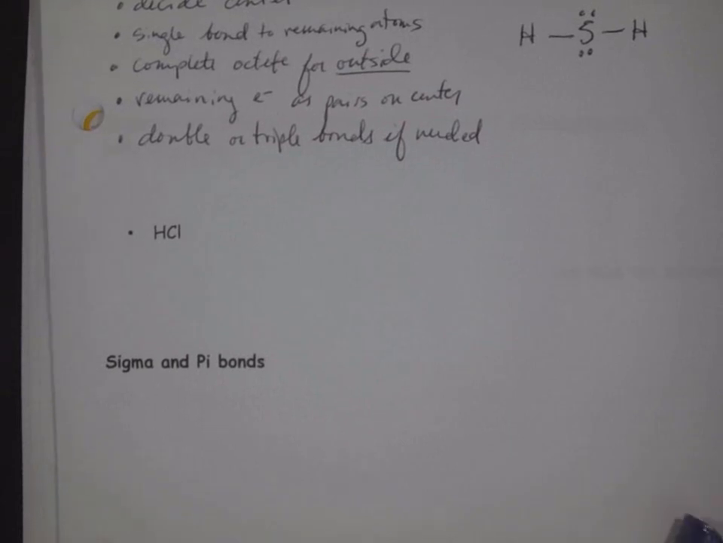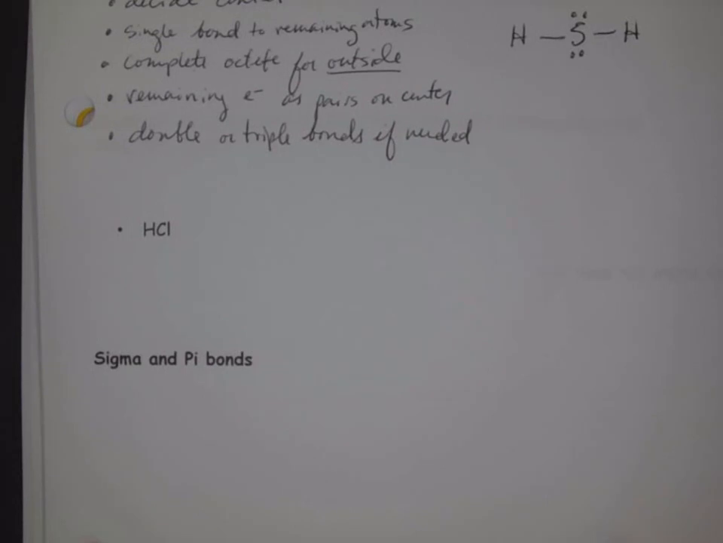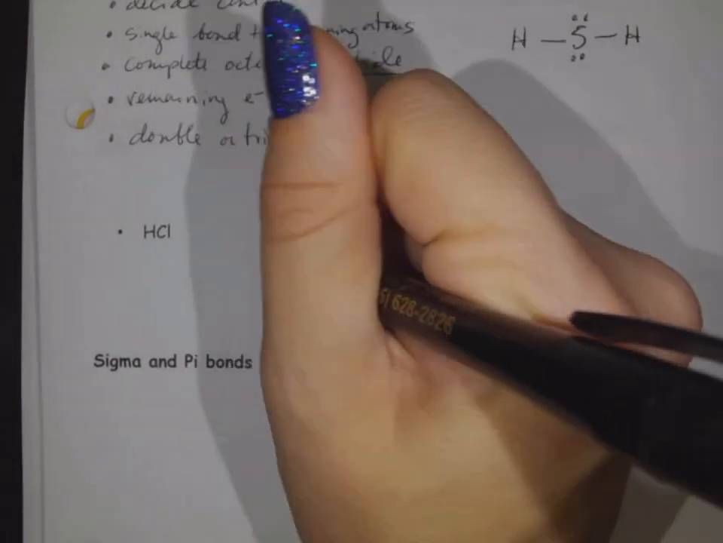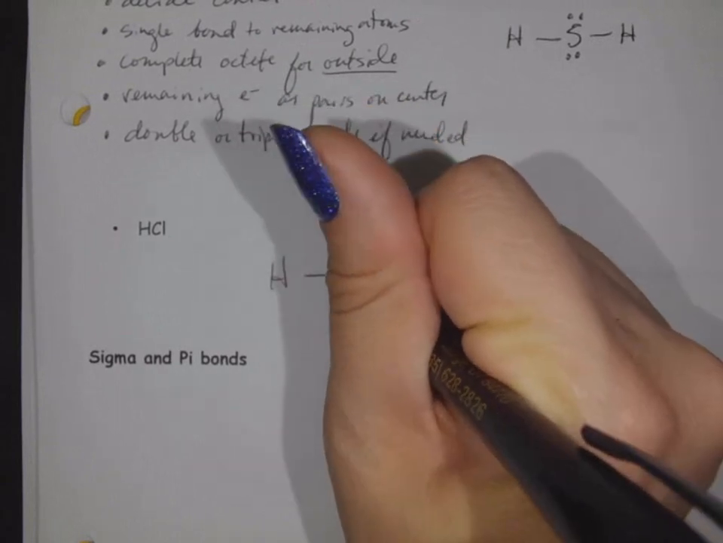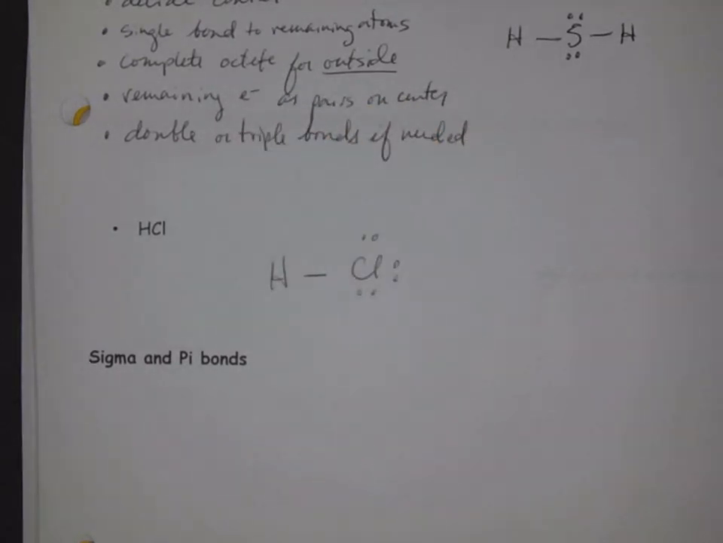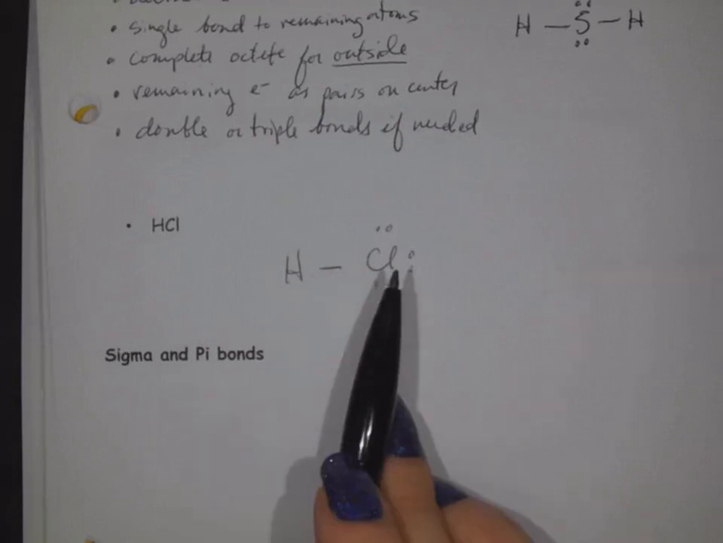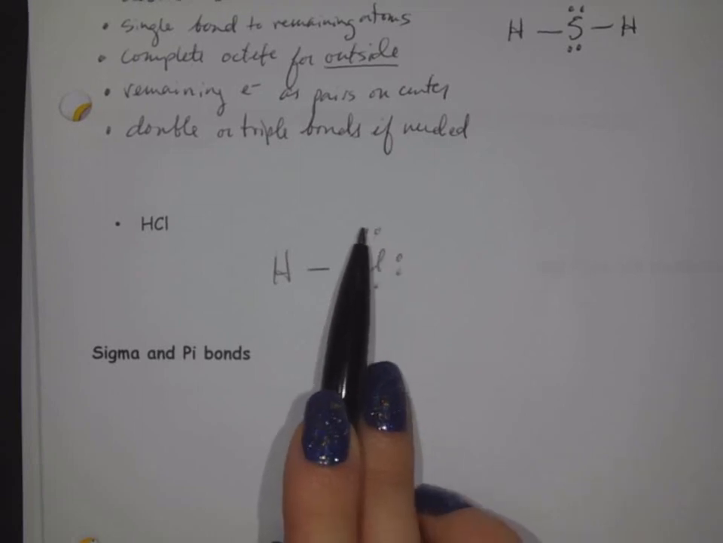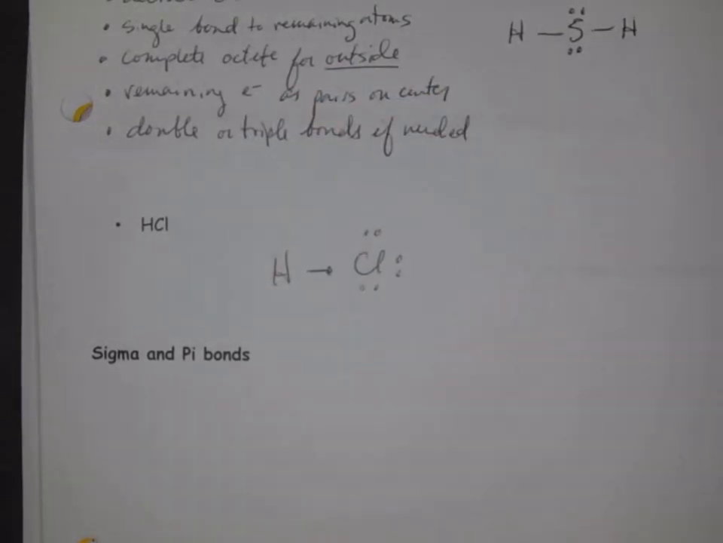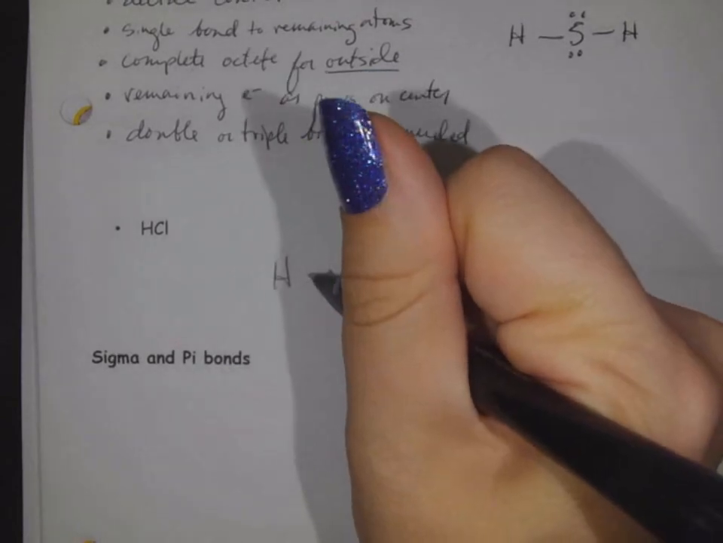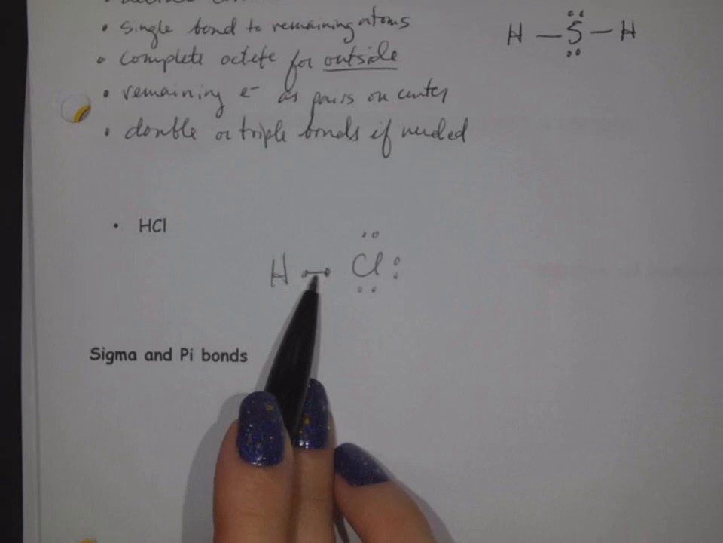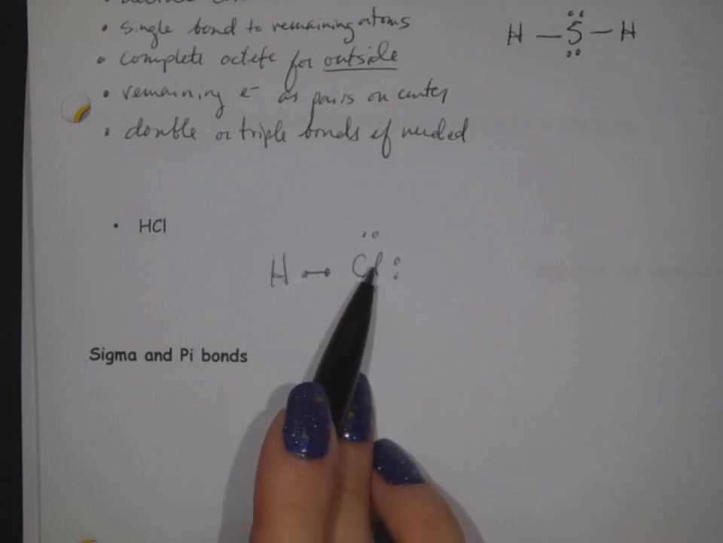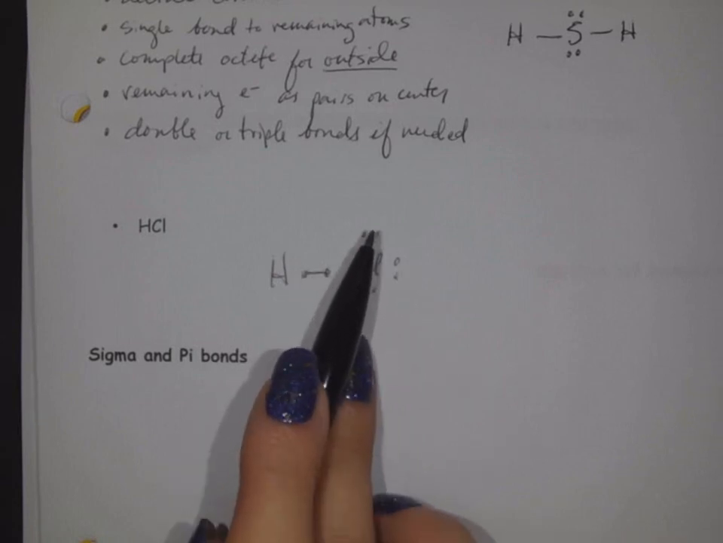HCl. Pause the video and try this, and then check back in. There's my Lewis dot structure. Remember that chlorine had 7 valence electrons, so 1, 2, 3, 4, 5, 6, 7. There's its 7th right there, and hydrogen only had 1. But by having them share in this way, hydrogen now feels like it has 2 valence electrons, or a duet, and the chlorine now feels like it has 2, 4, 6, 8.